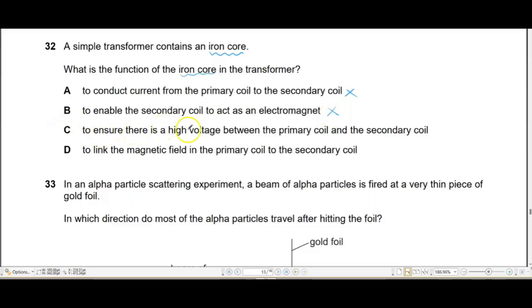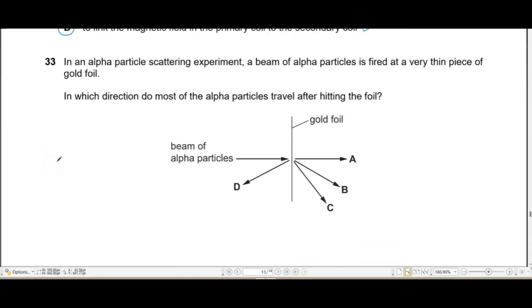To ensure there is a high voltage between the primary coil and the secondary coil. No, because a transformer is used to either step up or step down the voltage. So this is not its function. D, to link the magnetic field in the primary coil to the secondary coil. Yes, this is the function of the iron core in a transformer. So D is our correct option.